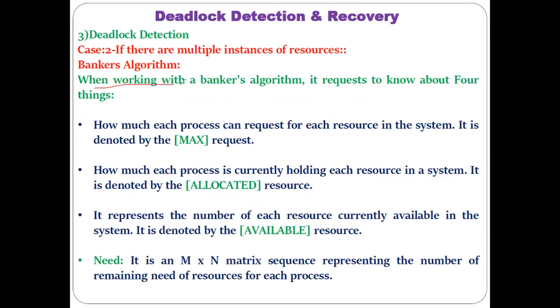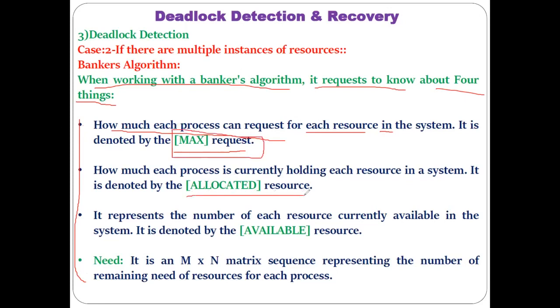Now, in the case of the Banker's algorithm, different kinds of information are required. When working with the Banker's algorithm, it needs to know four different things. The first is how much each process can request for the resources in the system, which is maintained with the help of a matrix called the max request matrix. That means the maximum resources that can be required by that particular process are maintained in the max request matrix.